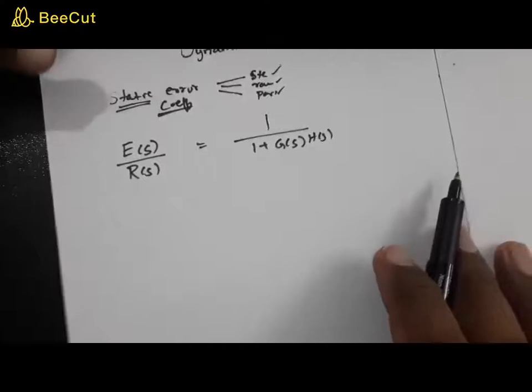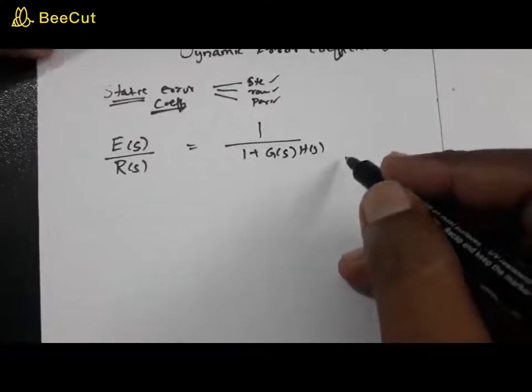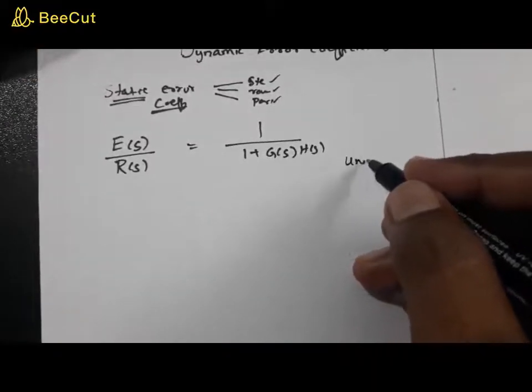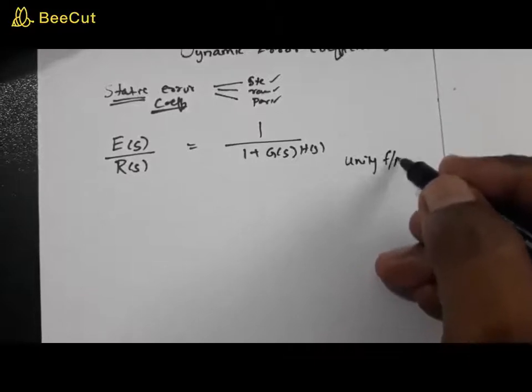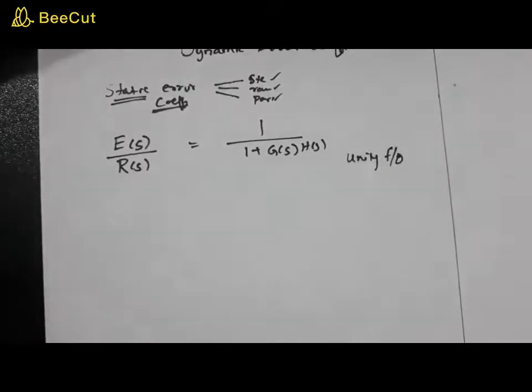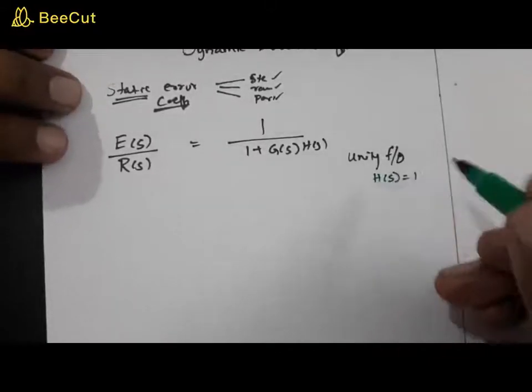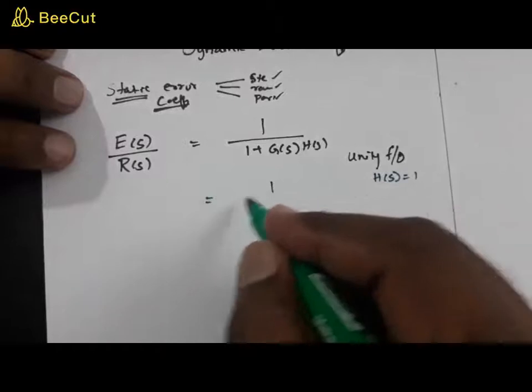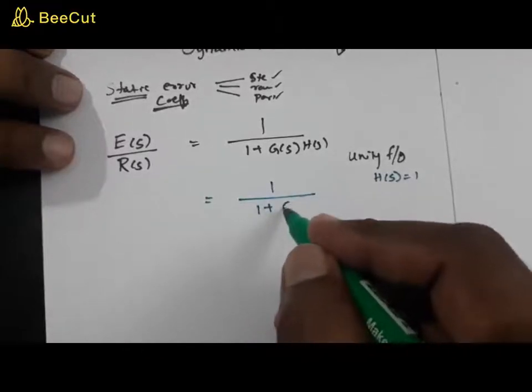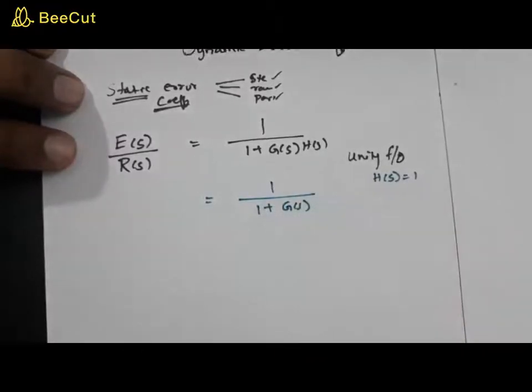Now consider the system to be a unity feedback system. What is the specialty of a unity feedback system? In a unity feedback system, H(s) becomes equal to 1, so this equation becomes 1/(1+G(s)).